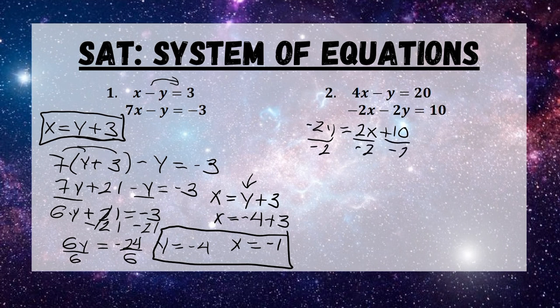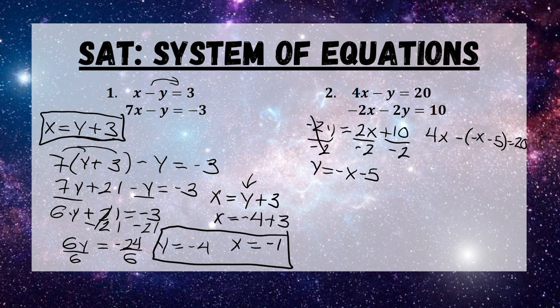We're going to divide everything by negative 2, and this is going to give us y equals negative x minus 5. Now we have an equation for y. We're going to plug this into the other equation and solve for x. The other equation is 4x minus y. Instead of y, we're going to plug in what y is equal to. Now this part's really important. Since we're plugging in two terms for y, we have to make sure we write it inside of the parentheses. So negative x minus 5 and then equals 20.